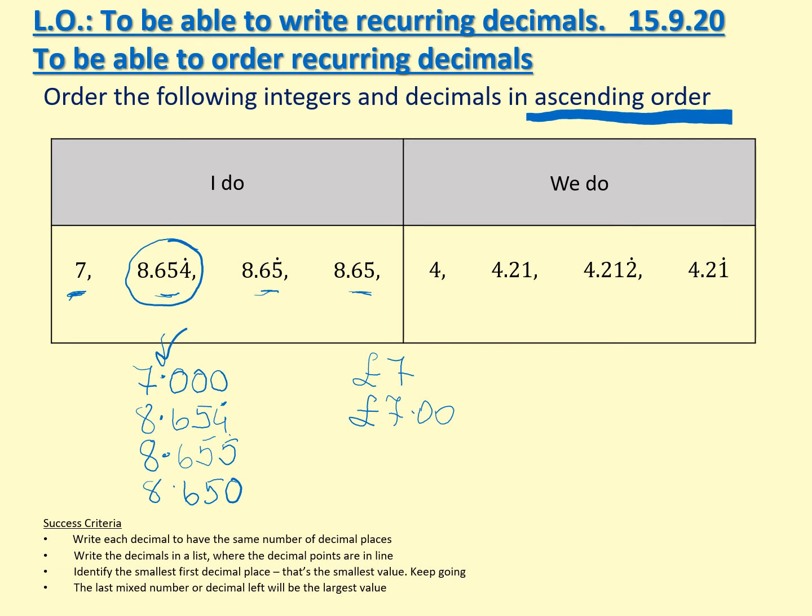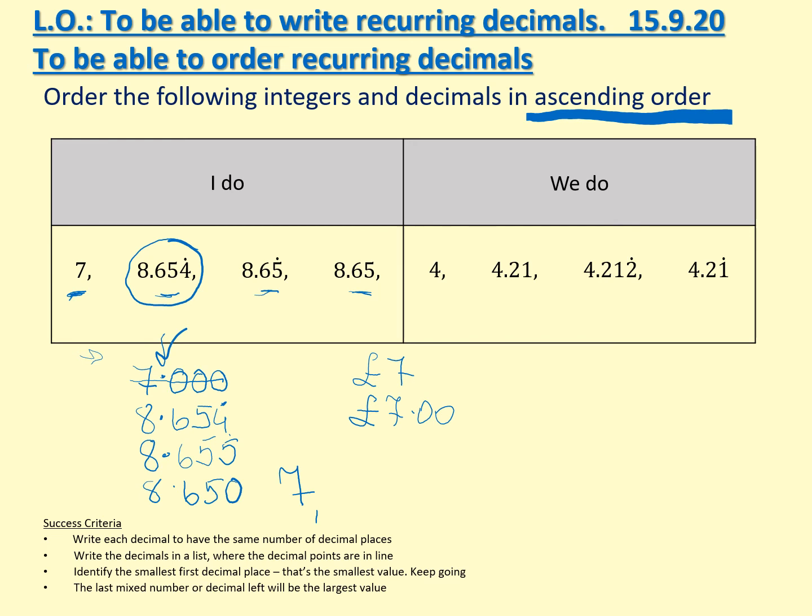Okay, so going from the left, we look at each digit. So this is 7 units, 8 units, 8 units, 8 units. So this one is the smallest. So I write it down as the first number in the list in its original form.